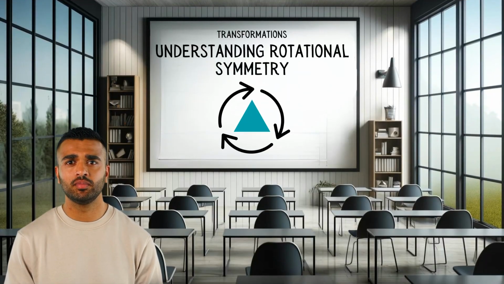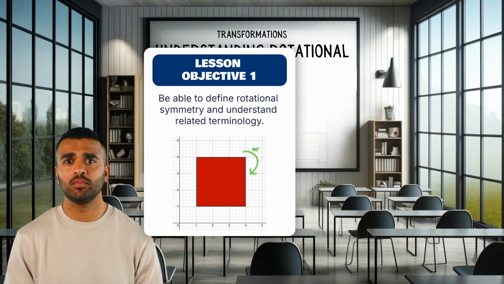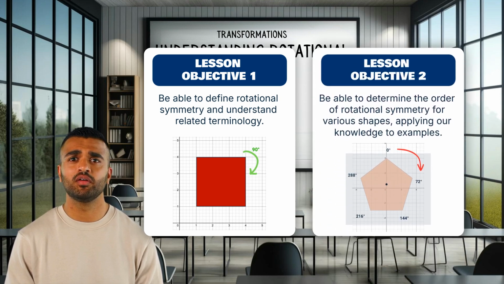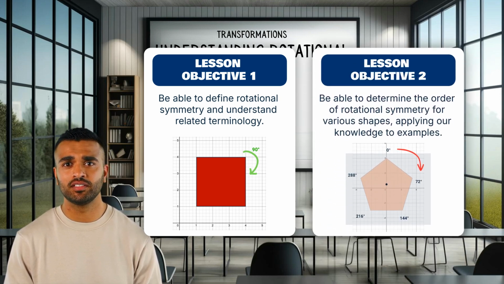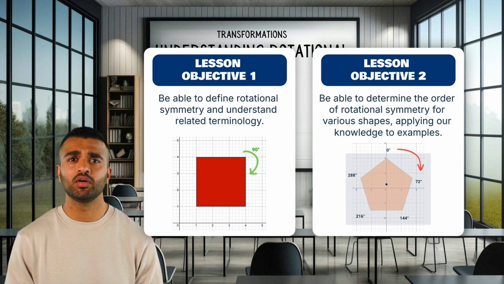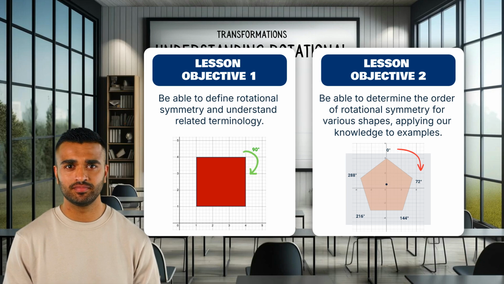In this lesson, we'll delve into this concept, which involves rotating a shape around a center point and observing its properties. Our primary focus will be on understanding how a shape can look the same after a certain amount of rotation. First, we'll start by defining rotational symmetry and the key terminology associated with it. Next, we'll discuss how to determine the order of rotational symmetry for various shapes. Finally, we'll apply this new knowledge through several examples to ensure we can recognize and use rotational symmetry in different contexts.